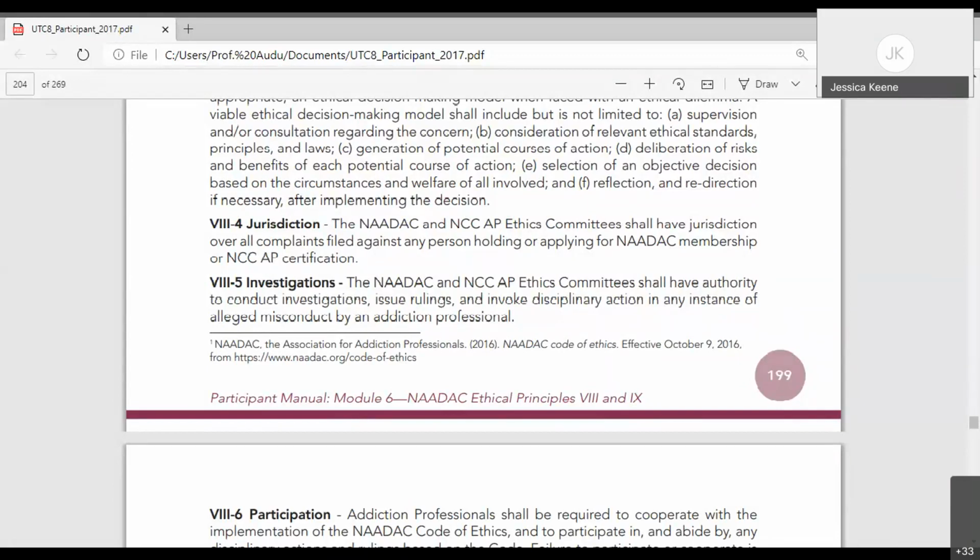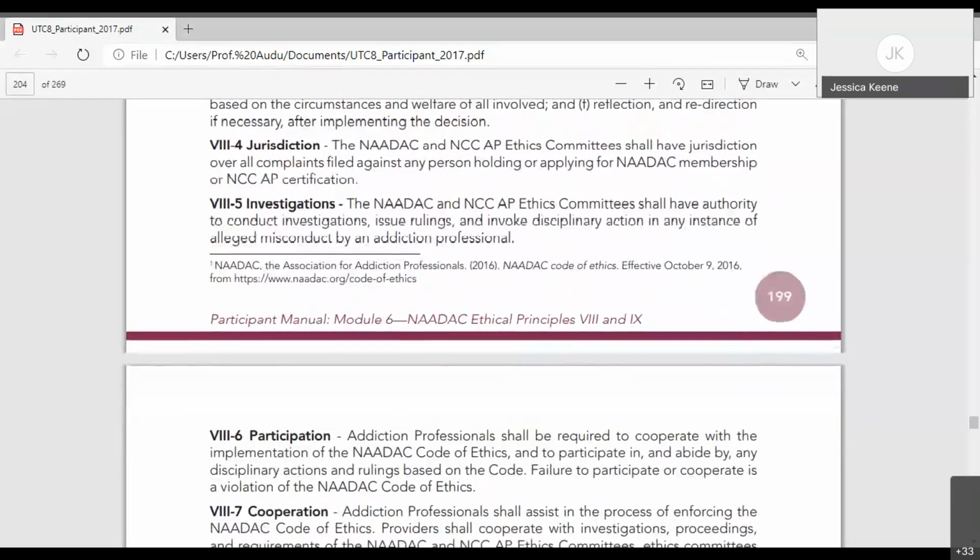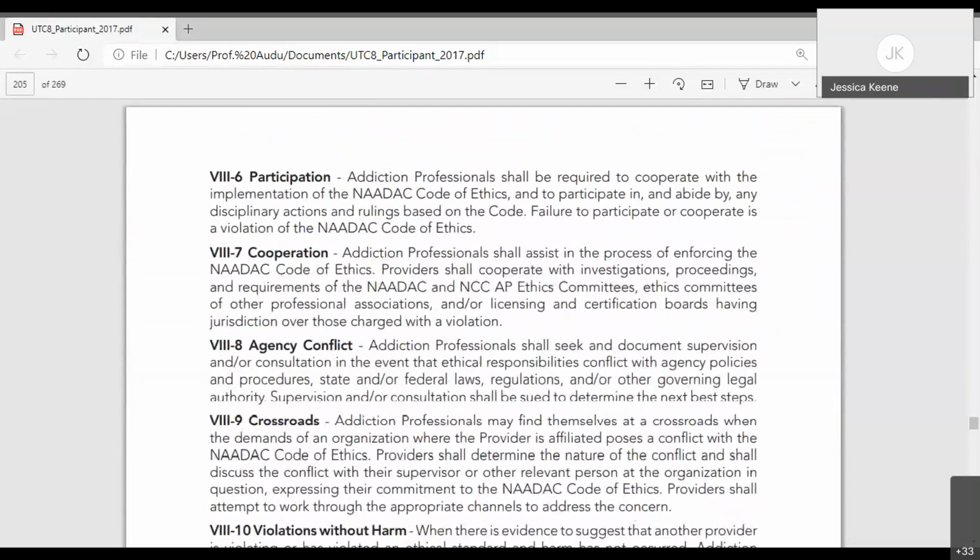Jurisdiction: the NADAC and NCC AP Ethics Committees shall have jurisdiction over all complaints filed against any person holding or applying for NADAC membership or NCC AP certification. That's straightforward. And investigations: the NADAC and NCC AP Ethics Committees shall have authority to conduct investigations, issue rulings, and invoke disciplinary action in any instance of alleged misconduct by an addiction professional. Yeah, so once you sign up to it, then you have to abide by whatever decision they take.